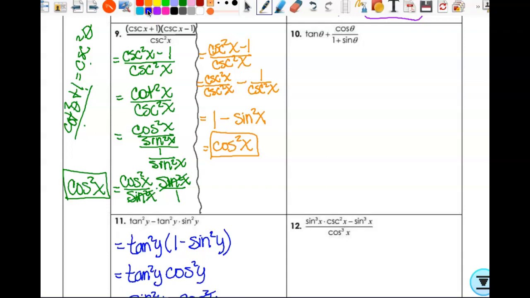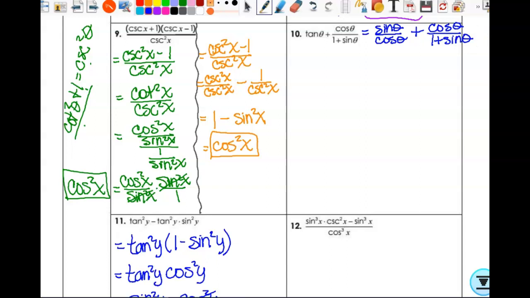Can I split this second fraction? No, because you can't split the denominators, but you can split the numerators. I don't have any squareds. I don't have much that's real obvious to do, except that I know that tangent can become sine over cosine, so let's start there. Let's make tangent into sine theta over cosine theta. And that'll be plus cosine theta over 1 plus sine theta. Okay? Everybody okay with that?